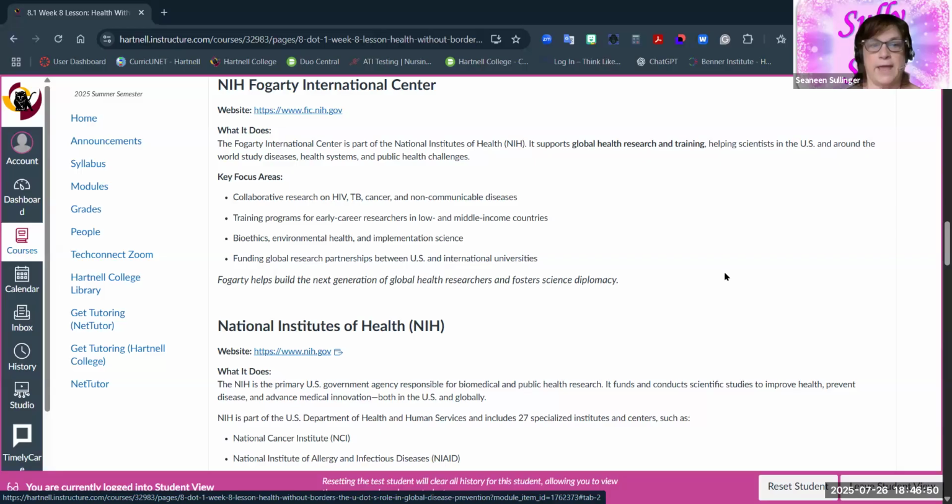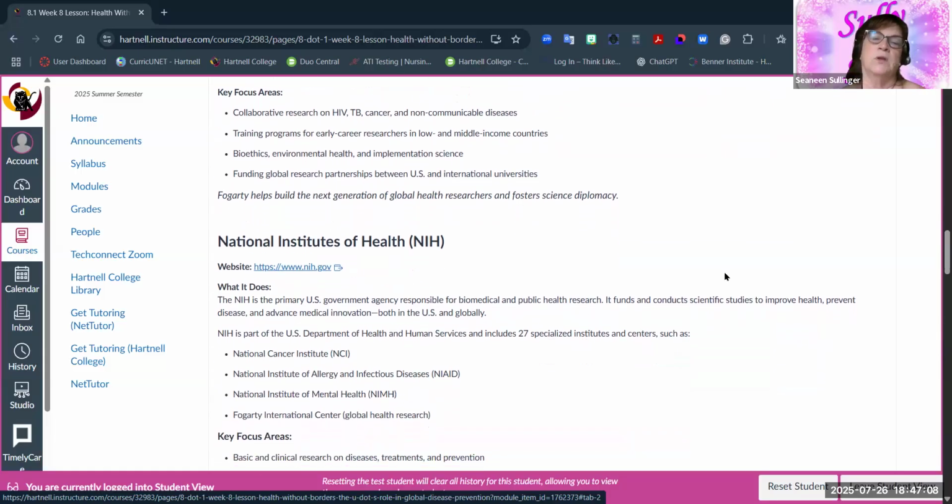So when we talk about evidence-based practice, that's what this is. That's where that comes from. These agencies that do all this research, that's where we get the evidence to come up with treatment plans, care plans, protocols, procedures, policies, things like that. So that's why this is so important.